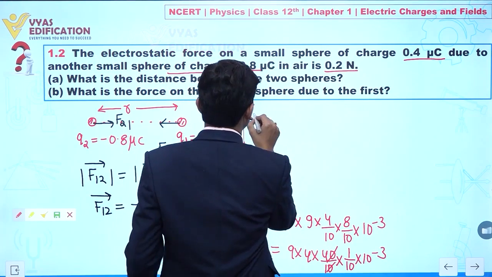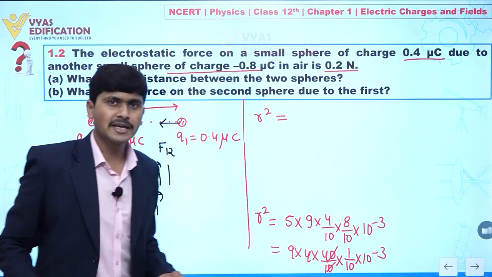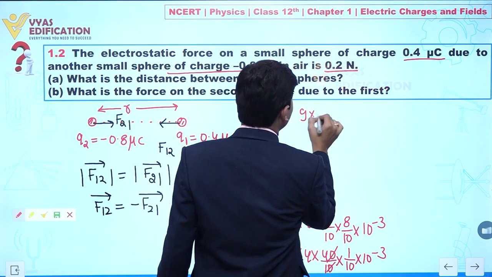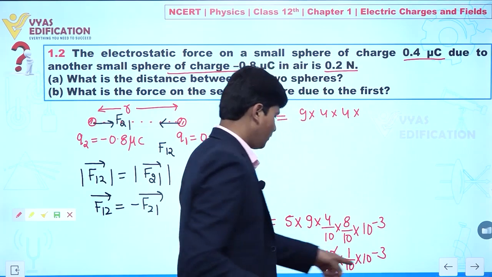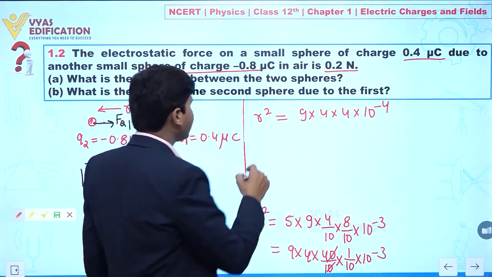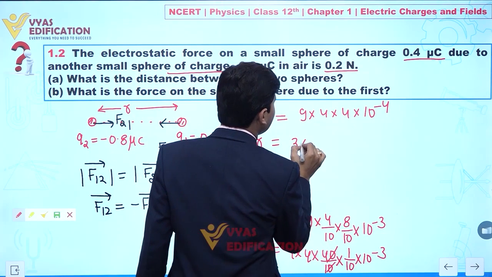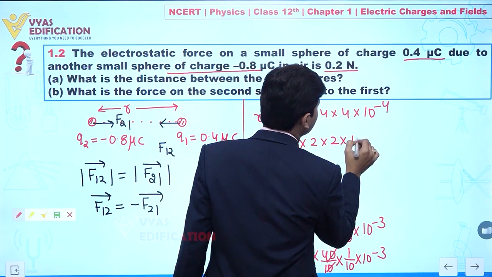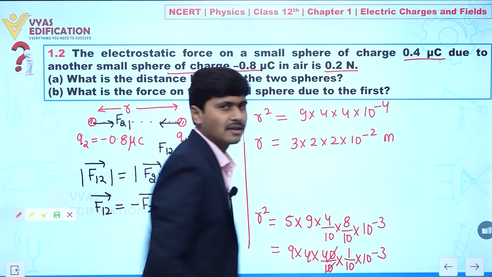Now from here you can see the value of R square is given by 9 into 4 into 4 into 10 to the power minus 4. Clear? So if we take the square root here, we can write 3 multiplied by 2 into 10 to the power minus 2 meter. Clear to everyone?